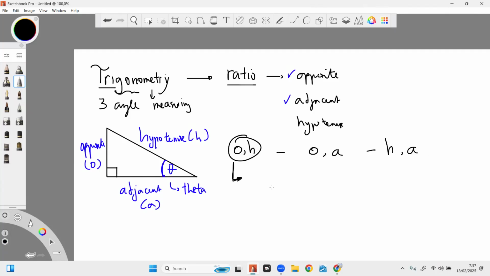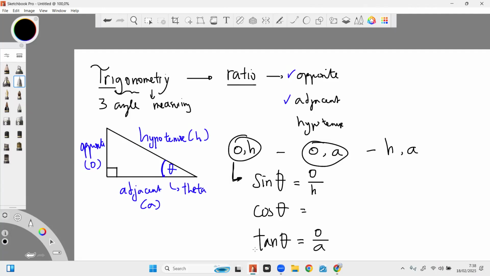We are comparing these, and according to the agreement of mathematicians, we call the comparison of opposite and hypotenuse sine. So sine theta equals opposite over hypotenuse. Opposite and adjacent is called tan theta, opposite over adjacent. And last but not least, cos. I usually memorize sine, cos, and tan, just a matter of order. Adjacent over hypotenuse, not hypotenuse over adjacent.